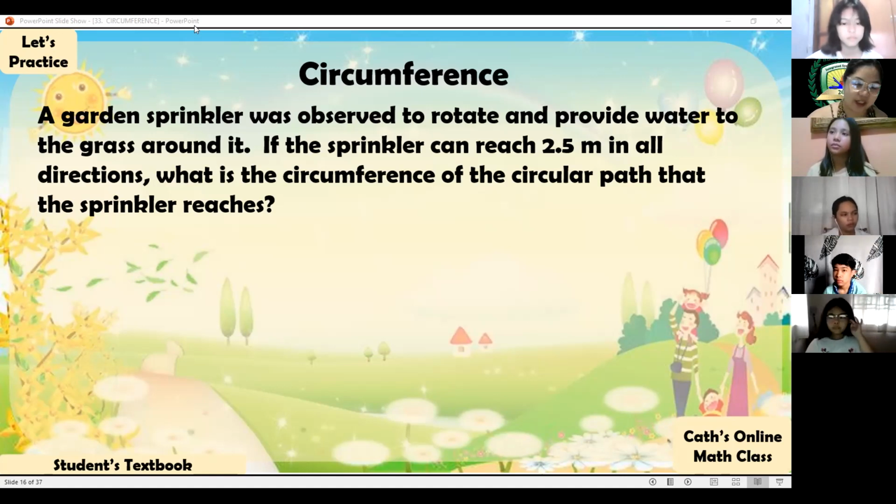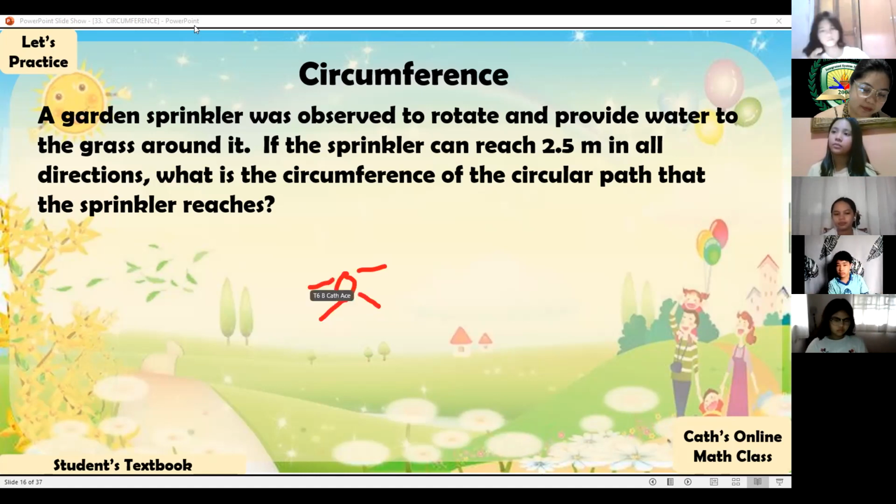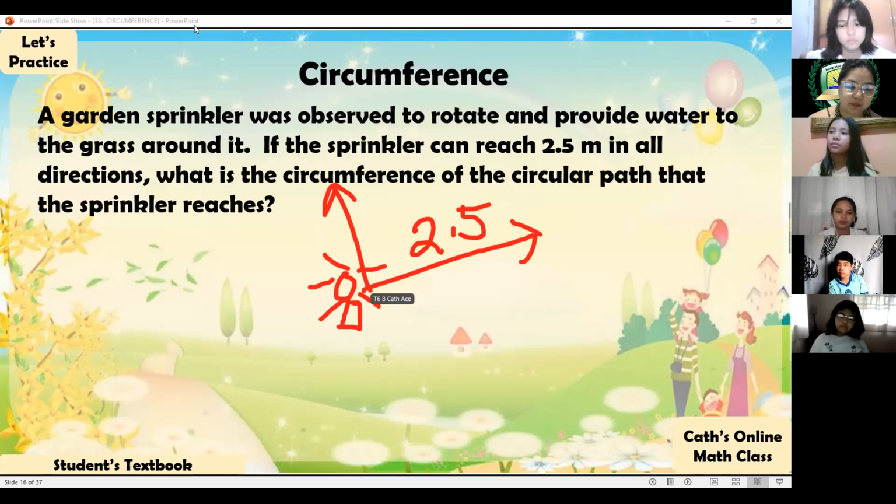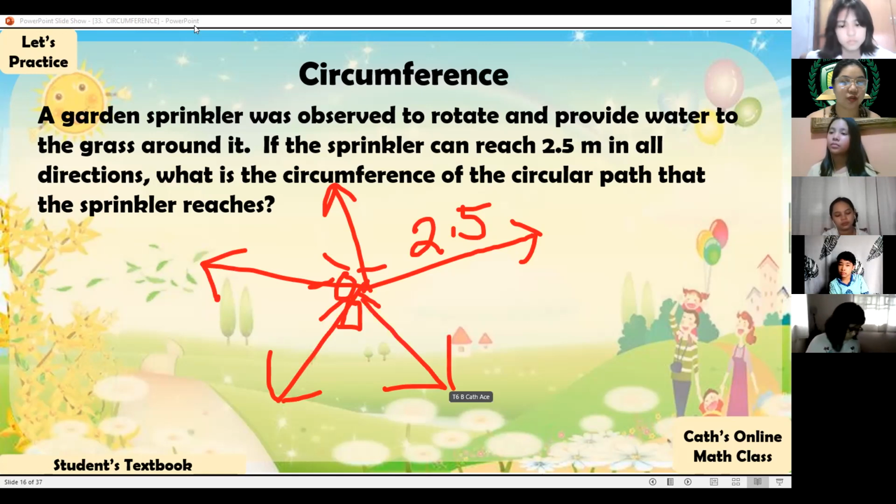Okay, ito daw yung garden sprinkler. Ganito yung tsura nun, parang sun na nakalitaw dyan. The sprinkler can reach 2.5 meters in all directions. So, umiikot daw yan. So, that is the radius.